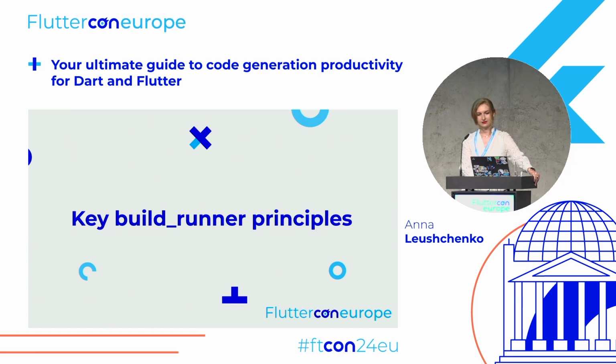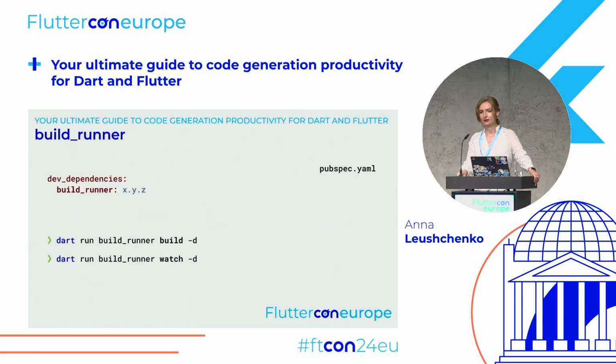But first, let's see how to use Build Runner. First, you have to add it as a dev dependency to your pubspec.yaml file. And next, we can launch it with this command: dart run build_runner build -d. At this point, Build Runner triggers all code generators that are added as a dependency, and it provides them with all relevant files of your package as an input and allows them to produce corresponding output.